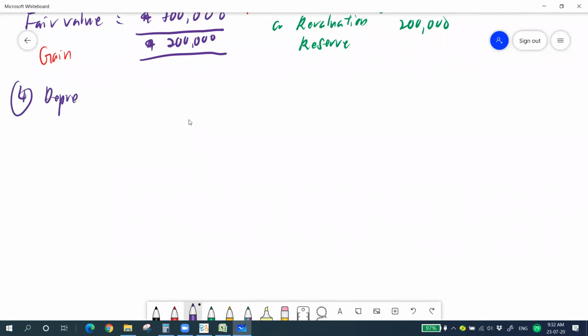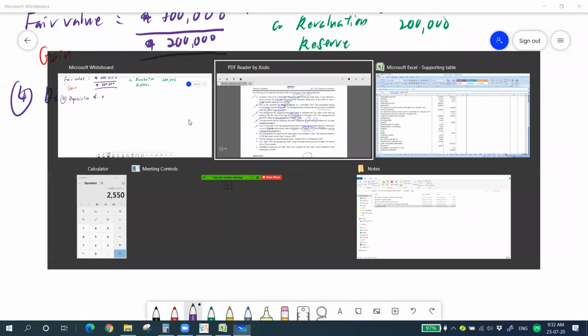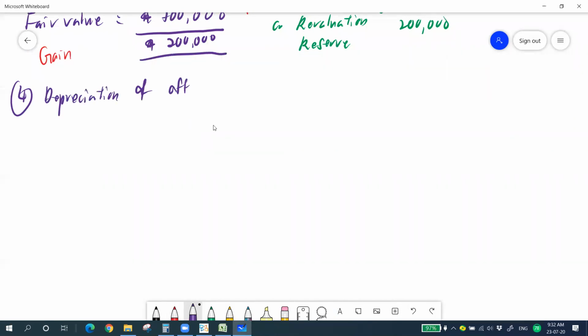So depreciation of which one? Office equipment. Sorry about that, I should mute my other one. I thought I went to another site, it should not be so annoying. Depreciation of office equipment.